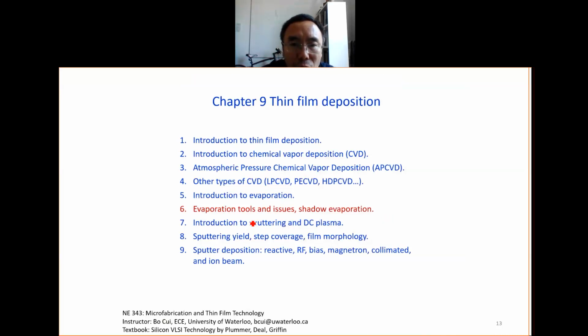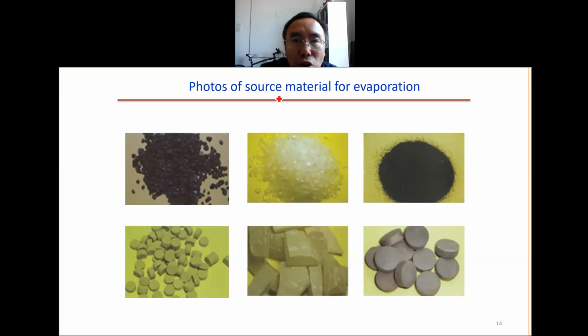So now we look at the tools of the evaporation. Here is the source material for the evaporation. This one looks like silicon dioxide, so we can do evaporation of silicon dioxide. Then the film we get will be SiOx, not exactly SiO2. This one looks like maybe it is a metal. Those may be some compound materials.